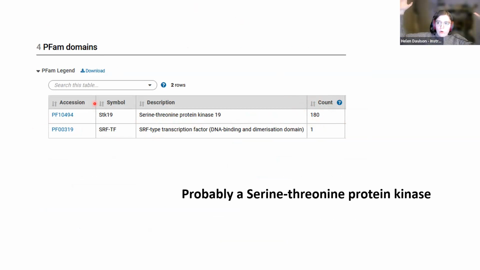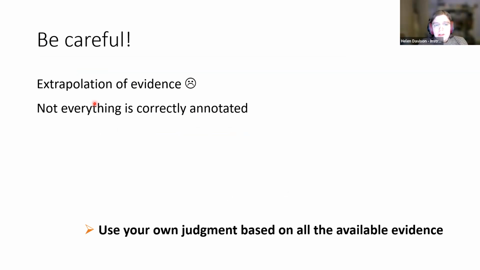So taking all of that information together from the proteins and PFAM domains and the EC numbers and things, we can probably conclude that this gene that we were looking at in Toxoplasma is a serine threonine protein kinase. But you need to be quite careful when you're doing this, because it is sort of an extrapolation of evidence. Not everything in any database, whether it's ours or NCBI's or whatever, is necessarily going to be annotated correctly. So you need to take all the information that you have as a whole and make your own best judgment based on the available evidence as to whether you can trust it or not.